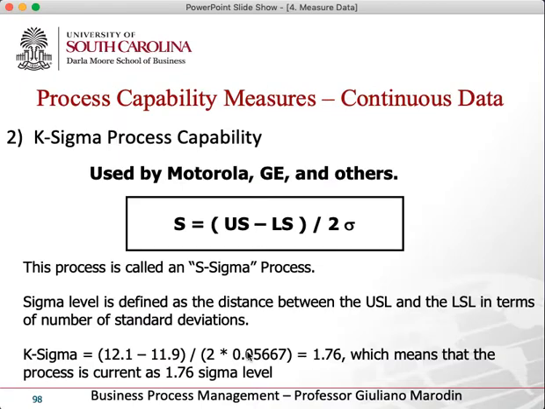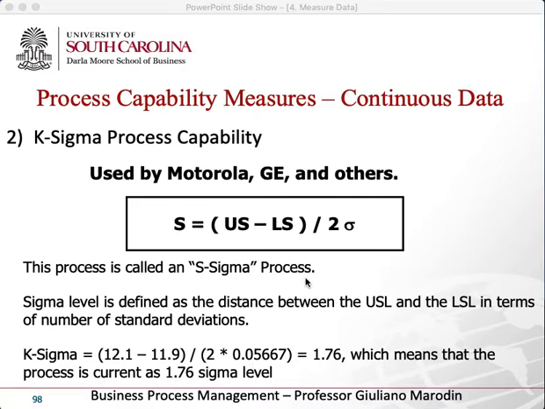So how to do that? You take the upper specification limit minus the lower specification limit, divided by 2 times the standard deviation, because it's 1 standard deviation to the left and 1 standard deviation to the right, right? So you're going to know how many standard deviations on average you have, okay? So it's 12.1 minus 11.9 divided by 2 times the standard deviation. That's 1.76. It means that this process is currently at a 1.76 sigma level.